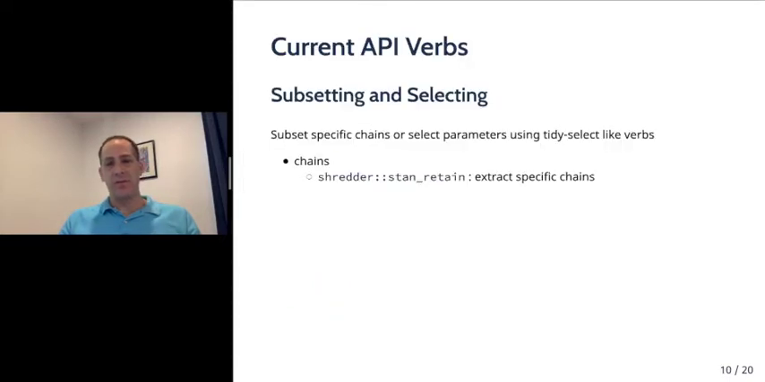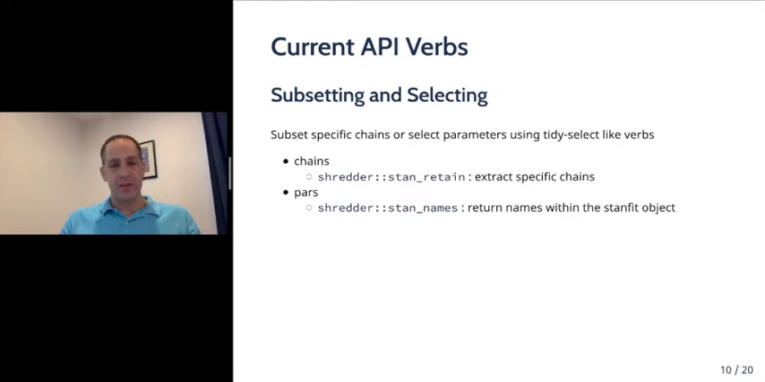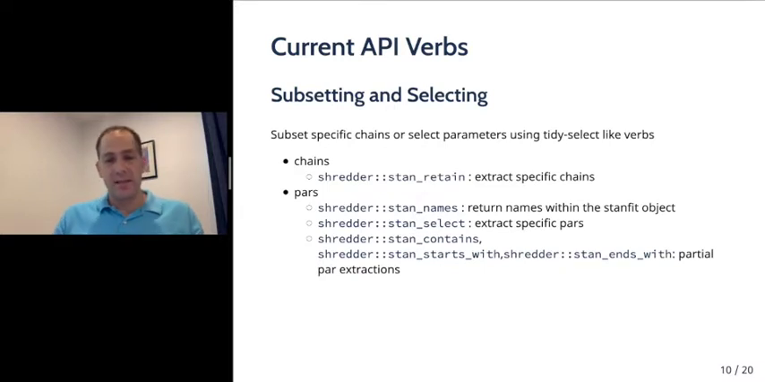The current verbs in Shredder are split into two groups, subsetting and selecting, and also slicing. So first, subsetting and selecting. So stan retain will keep specific chains of the fit object. Stan names will let you query or return the names of the different parameters within the stan fit object. Stan select and the lower level stan contains, stan starts with, and stan ends with can select specific parameters or partial parameters based on regular expressions.